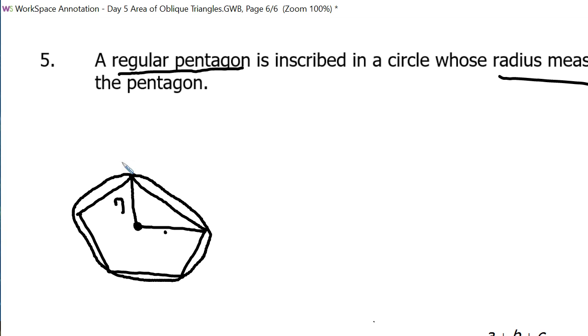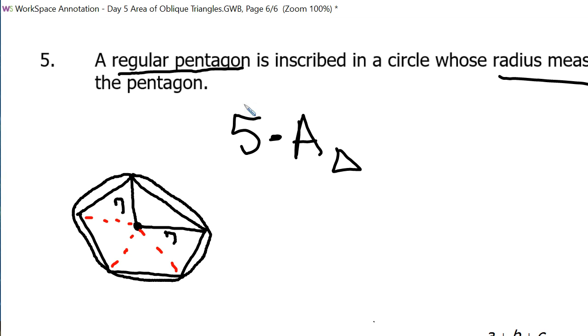Now, what are we trying to find the area of? The pentagon. Right now, I broke up that pentagon into one triangle. But looking at that pentagon, how many triangles does it actually have? 5. So when we're trying to find the area of the pentagon, we need to do 5 times the area of one of those triangles. We have 5 triangles, so we need 5 times the area of just one triangle to get the total area for that pentagon.